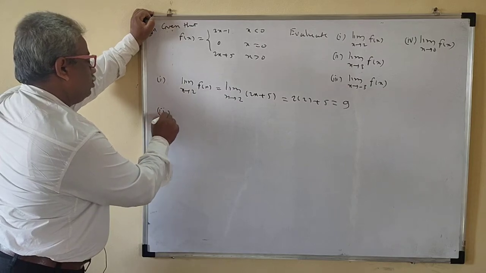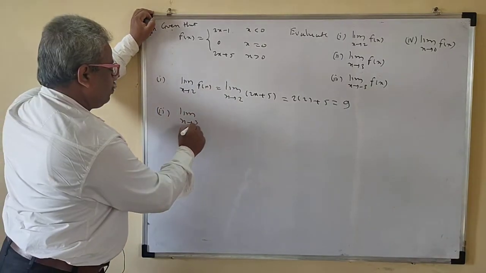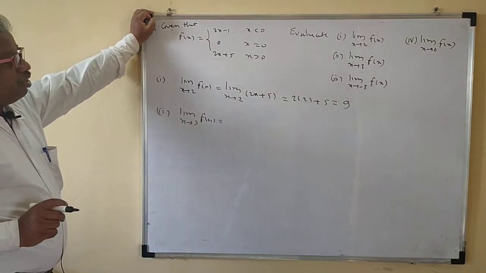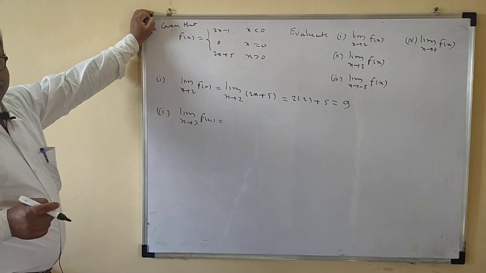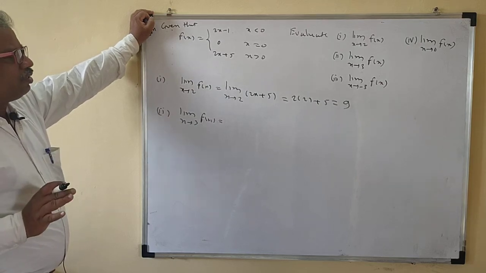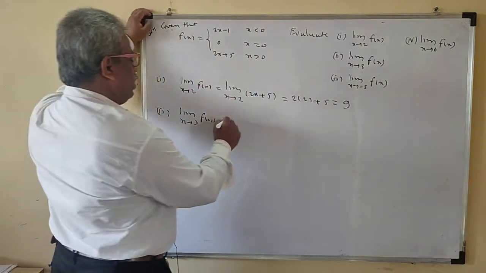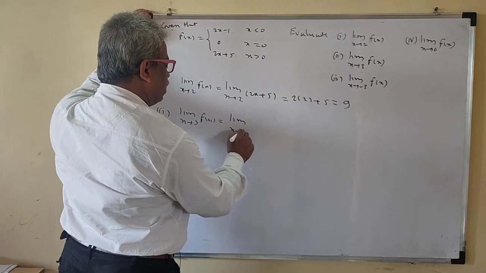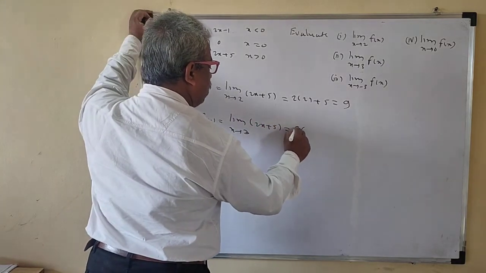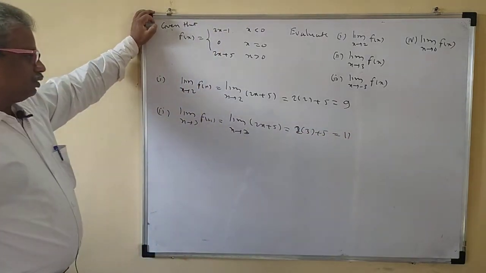Second, limit x tends to 3, f of x. So 3 is greater than 0, 3 is positive. So where x takes the value 3, the value of the function is twice x plus 5. So this is 2 into 3 plus 5. So this is 11.